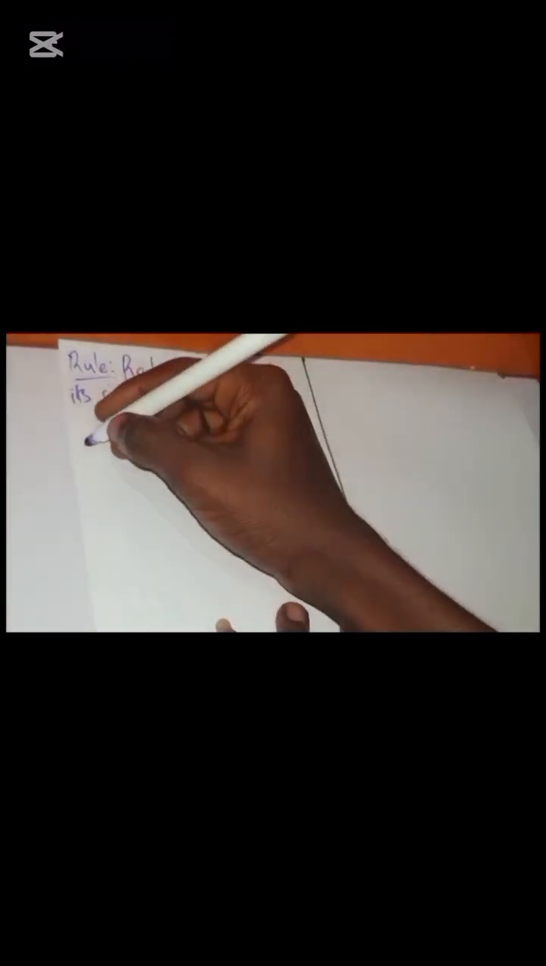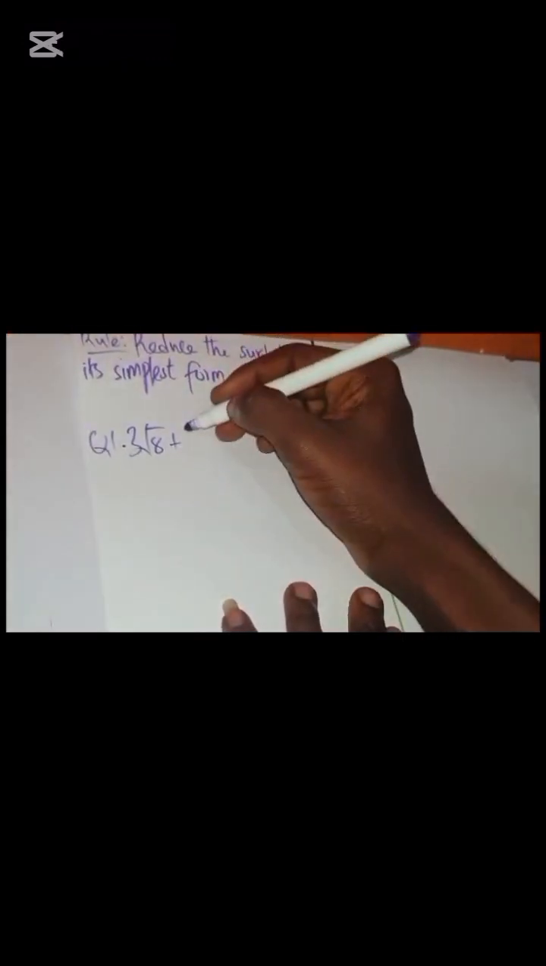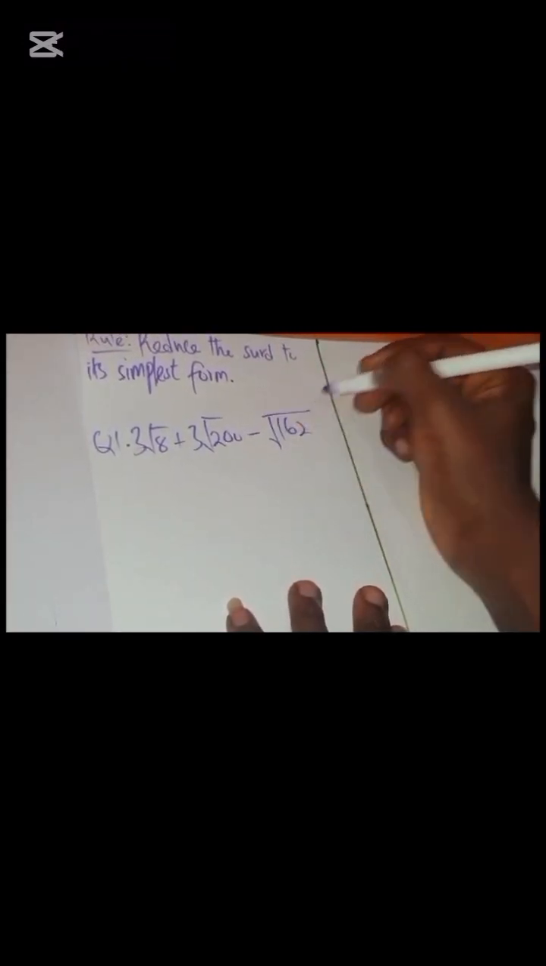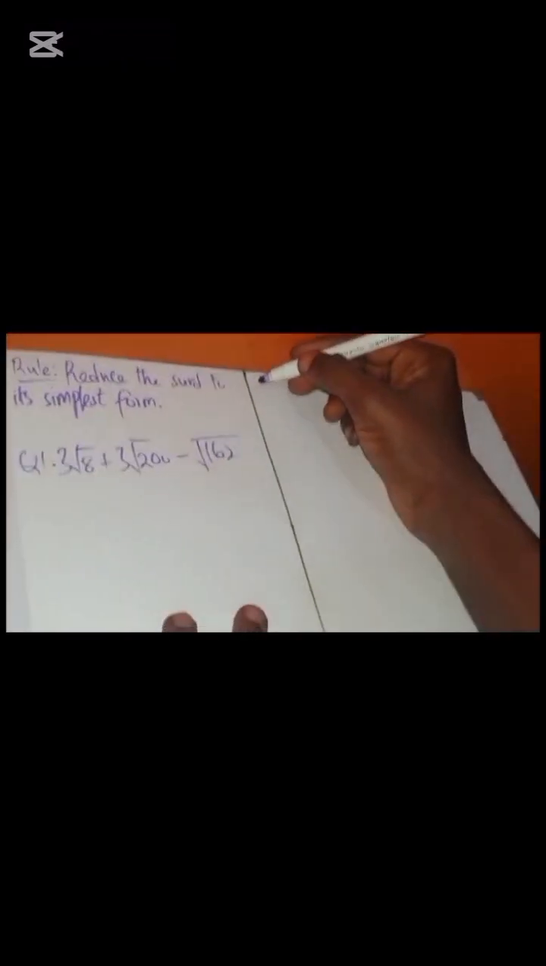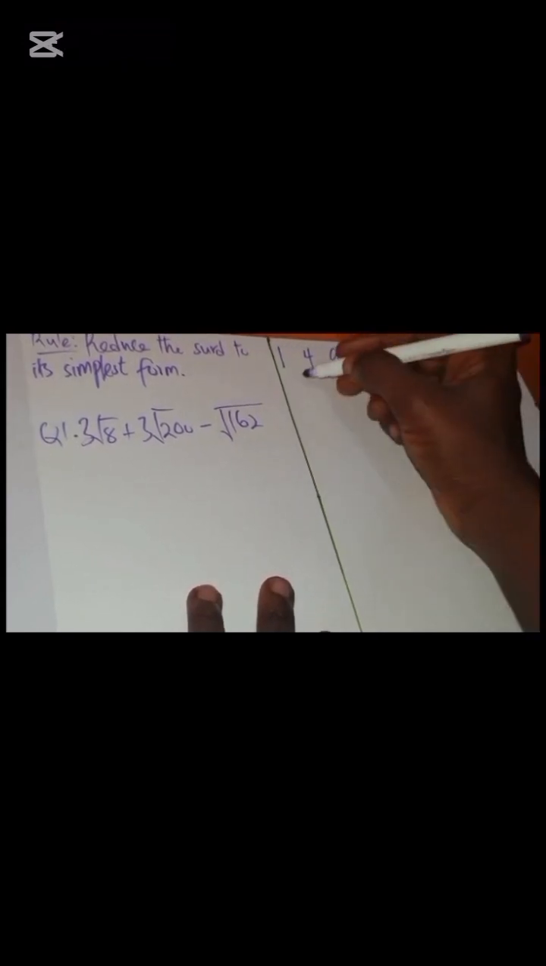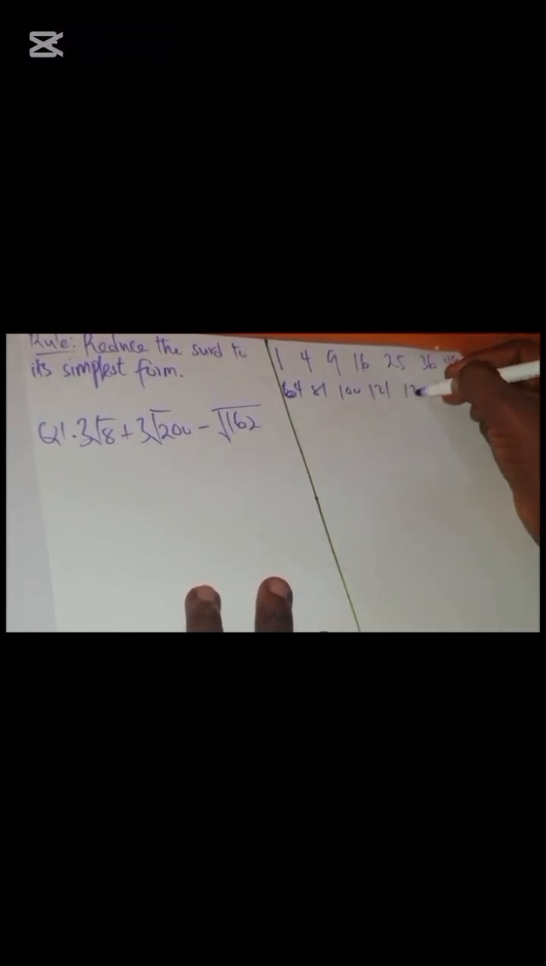So let's pick the first question. Let's say we have 3 root of 8 plus 3 root of 200 minus root of 162. First of all, before we start, I'd like for us to write our perfect squares. So we have 1, 4, 9, 16, 25, 36, 49, 64, 81, 100, 121, 144, and the rest.